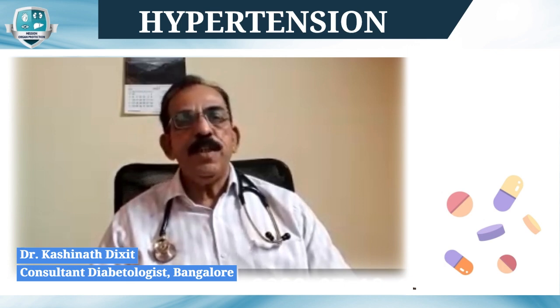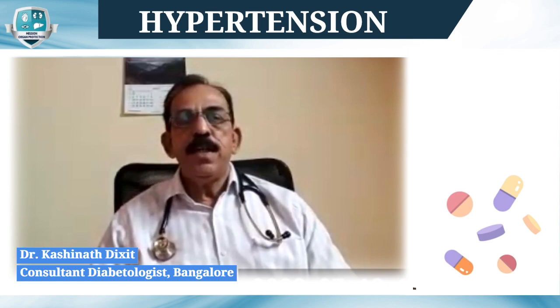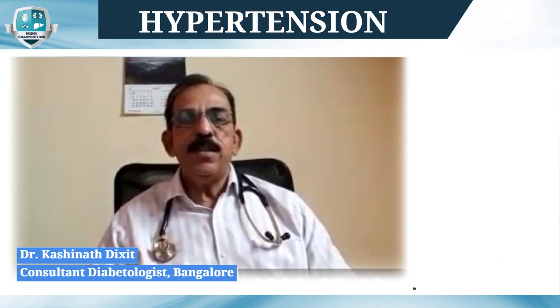If with ARBs blood pressure is not under control, we can add CCBs, calcium channel blockers. So the combination of these 2 drugs will bring down the blood pressure. In a diabetic patient, we have to avoid beta blockers as much as possible because these beta blockers will mask the hypoglycemia. So I told you about pharmacological and non-pharmacological management of hypertension in diabetic patients.